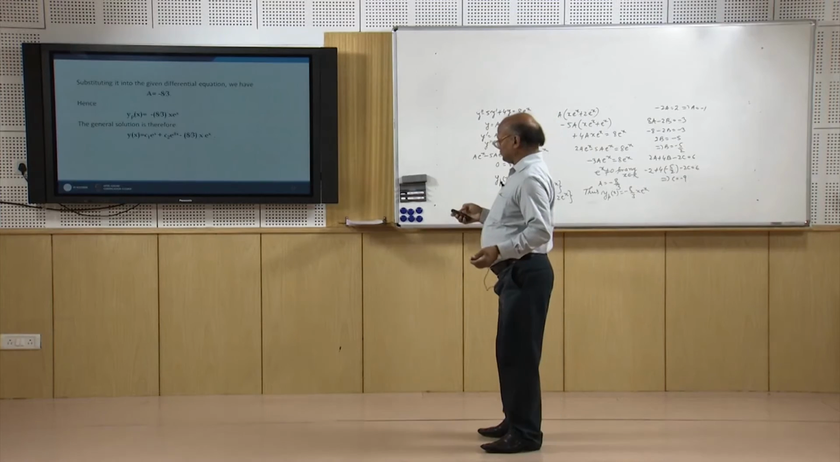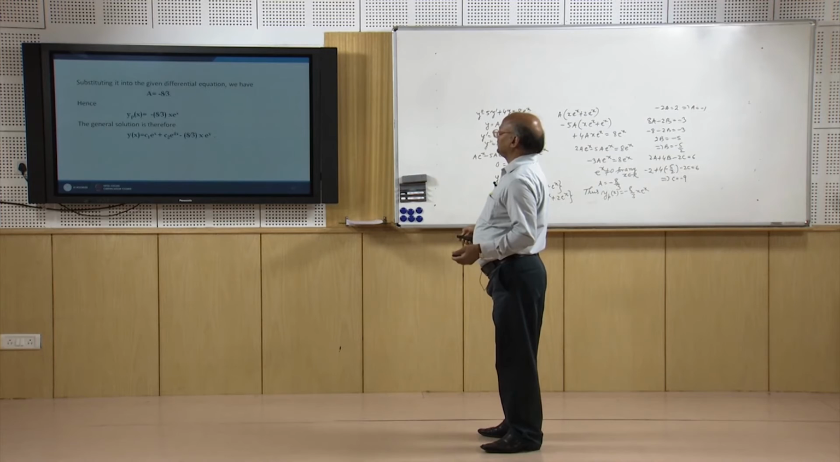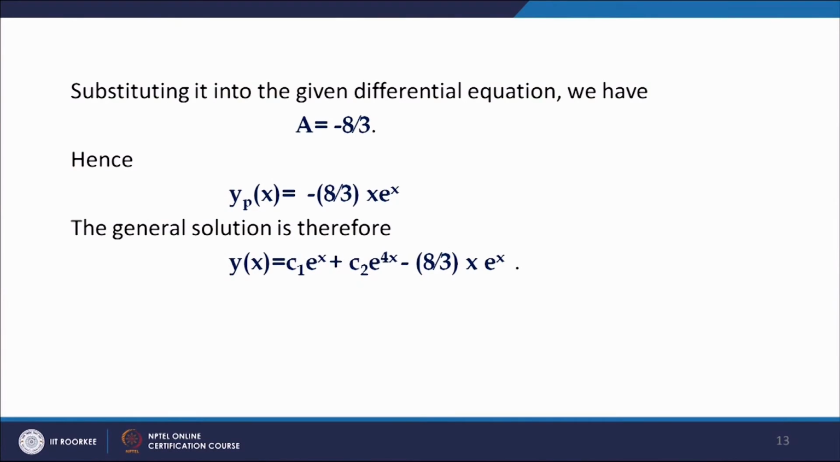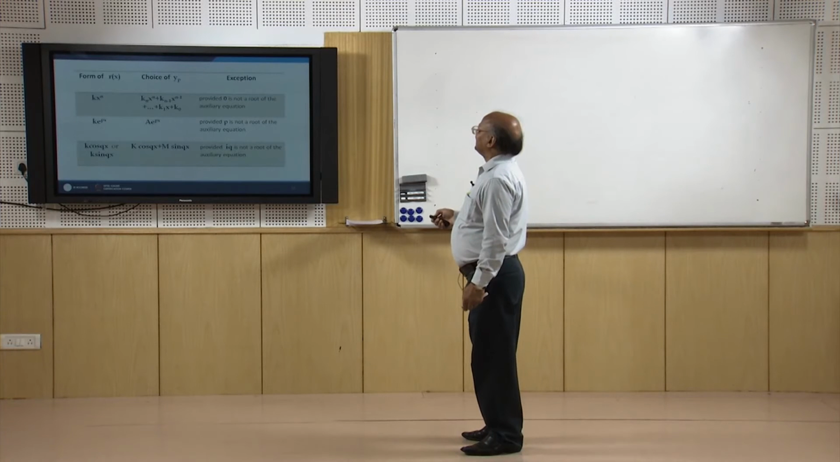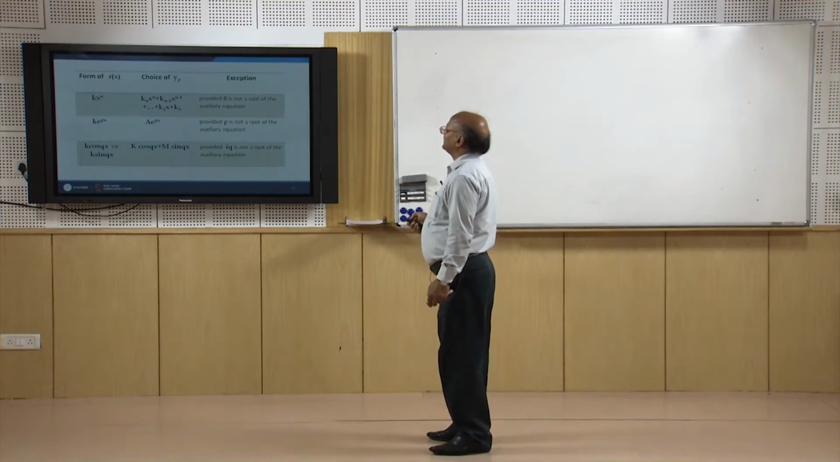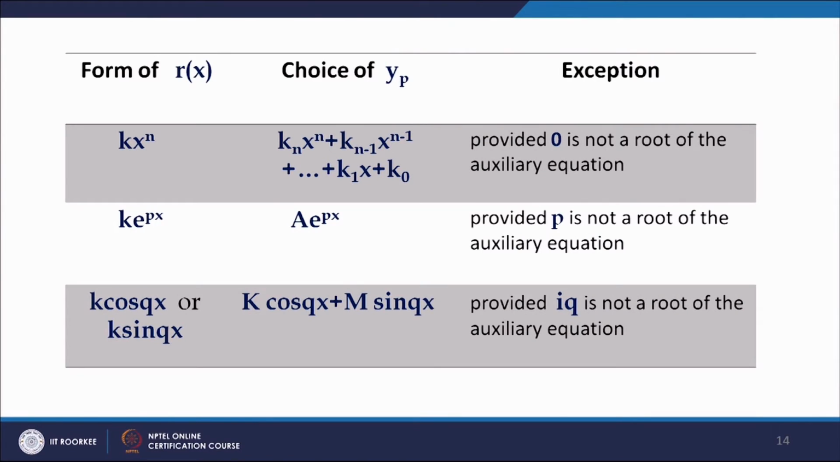So, the general solution therefore is given by y equal to c1 e to the power x plus c2 e to the power 4x minus 8 by 3 x e to the power x. In this slide we have listed the choice of y_p(x) depending on the choice of R(x).